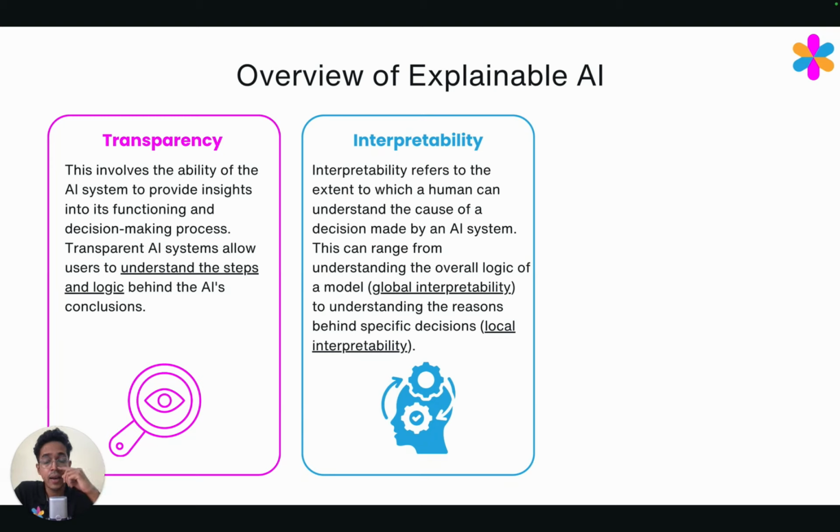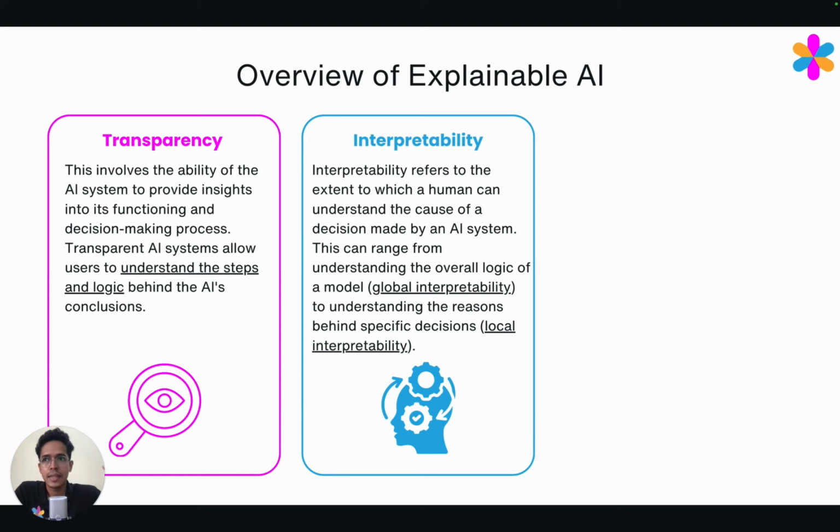So let's say the AI model is transparent. We are able to see what the parameters used in this AI model are. So let's say we have a complex convolutional neural network that is used for an image classification task. We might be able to print all the weights and biases used in this neural network. So it is transparent, but it does not mean it's interpretable. A human should be able to understand the logic, not just see the logic, but also understand and interpret it. So there must be a global interpretability.